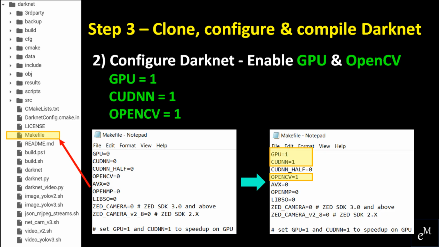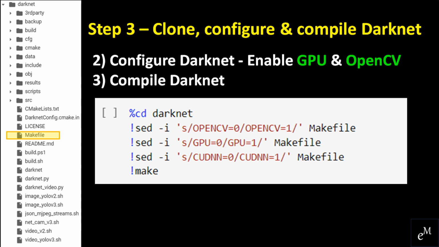And then we need to configure a file called makefile in such a way that the GPU and OpenCV are enabled. There are 3 modifications inside the makefile, and we will change GPU equals to 1, CUDNN equals to 1, and OpenCV equals to 1. Because the makefile is under the darknet directory, in order for us to modify it, we need to type in %cd darknet to change the current directory to darknet.